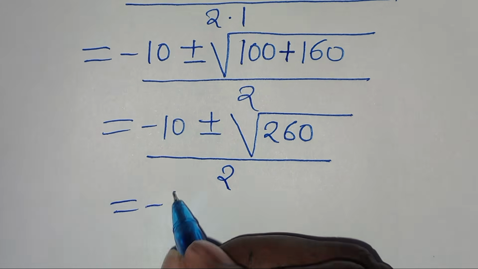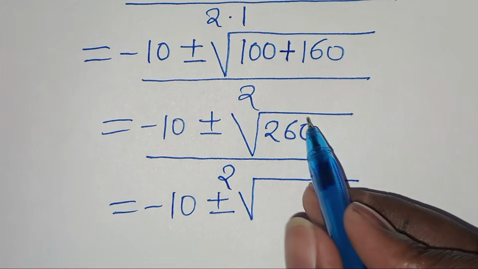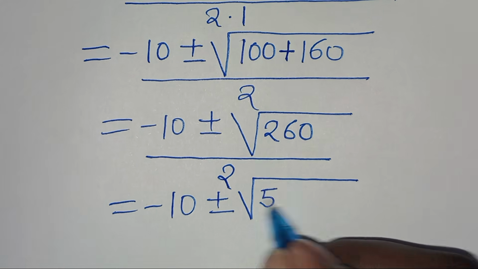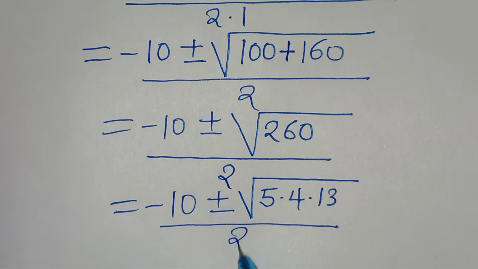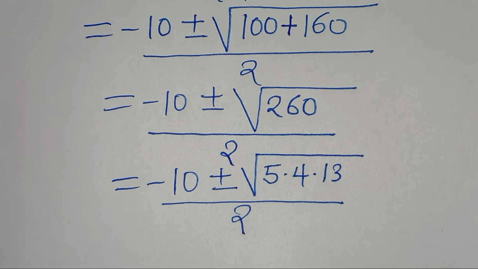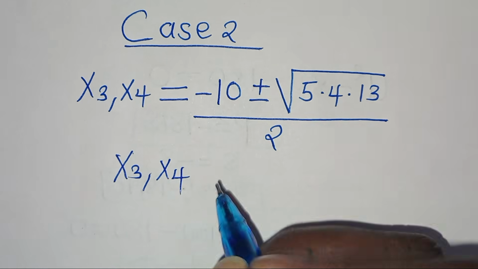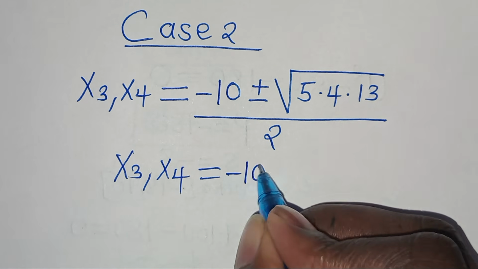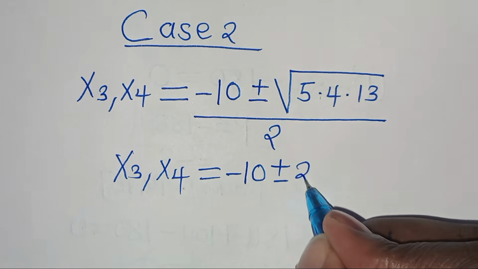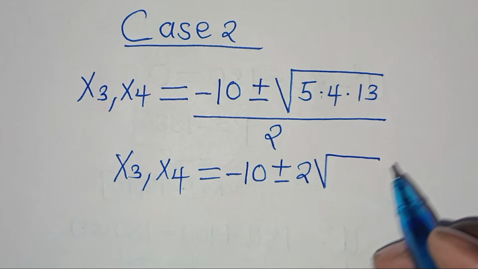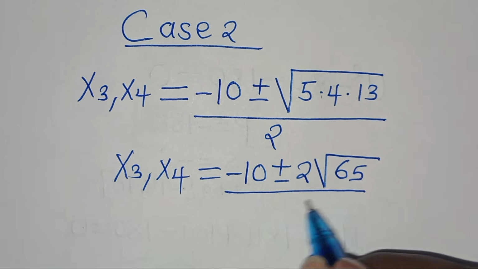So we have minus 10 plus or minus. We can express the square root of 260. This is the same thing as 5 multiplied by 4 multiplied by 13. Everything here divided by 2. So this implies that x3 comma x4, this is equal to minus 10 plus or minus. Now we have that the square root of 4, this is equal to 2. Then we have the square root of, now this is 5 times 13, and this is the square root of 65. Everything here divided by 2.